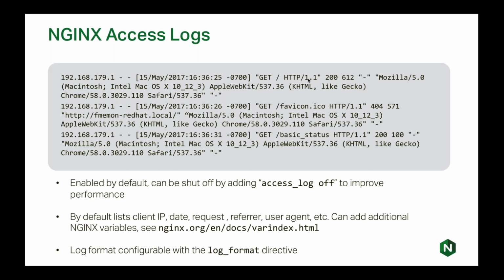Something to keep in mind as you move to production is you might want to disable the access log because there is a performance hit from using the access log. And in our performance testing that we publish, we always have access log disabled. So something to keep in mind is the trade-off between performance and visibility.